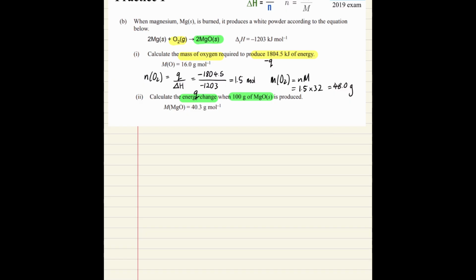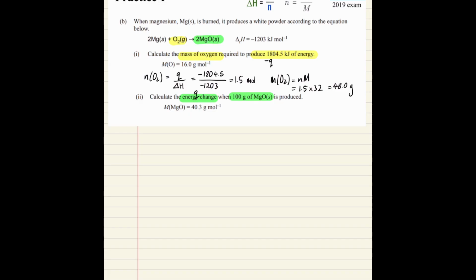So remember that delta rH is the enthalpy change for 1 mole of reaction. So that's what this little 1 mole is. It's per mole of the reaction, which means I've got 1 of this entire thing.